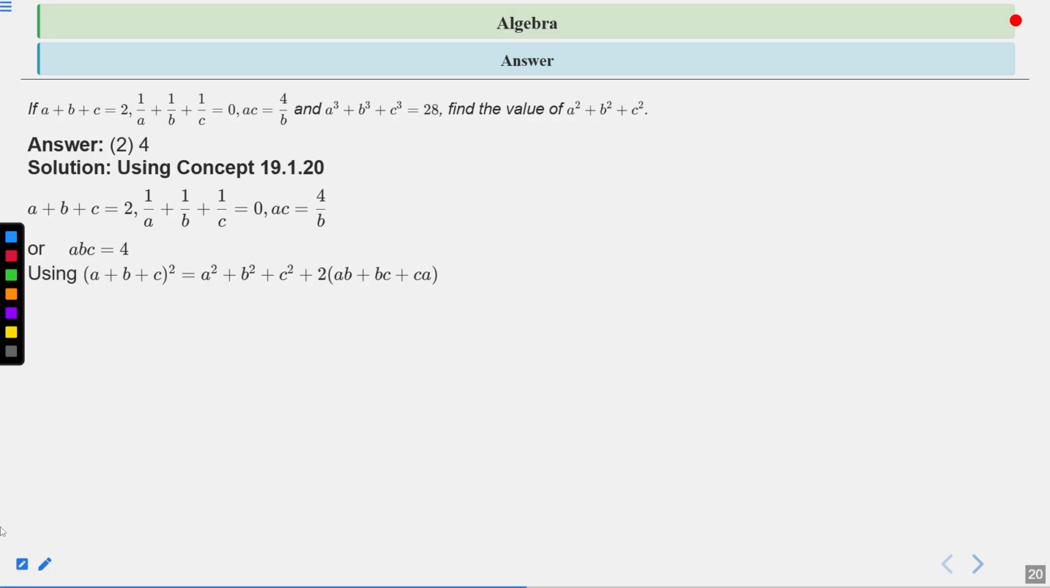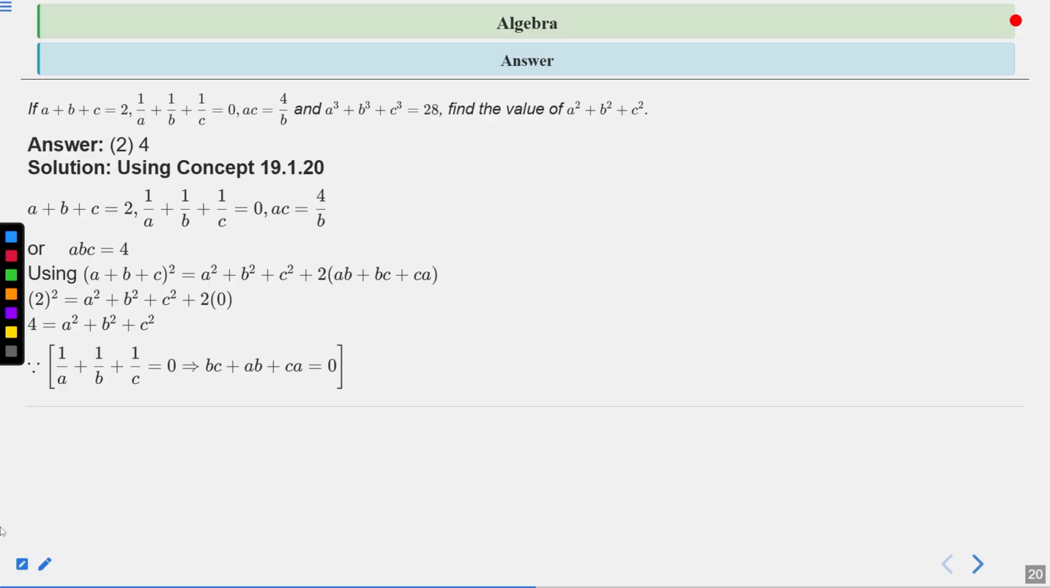Now using the formula of a plus b plus c whole square, which equals a square plus b square plus c square plus 2 times of ab plus bc plus ca. Now when we use it, we get 2 to the power 2 equals a square plus b square plus c square plus 2 times of 0, because the value is given. So 4 equals a square plus b square plus c square. We get the value.